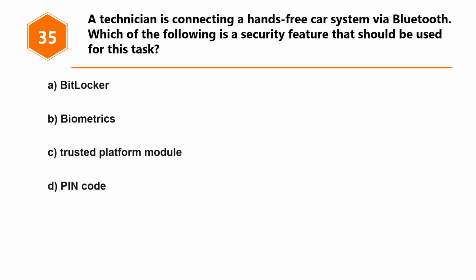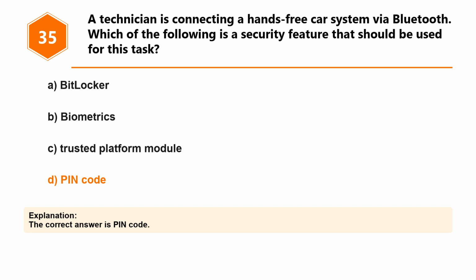Question 35. A technician is connecting a hands-free car system via Bluetooth. Which of the following is a security feature that should be used for this task? Option A, BitLocker. Option B, biometrics. Option C, trusted platform module. Option D, PIN code. The correct answer is option D, PIN code.